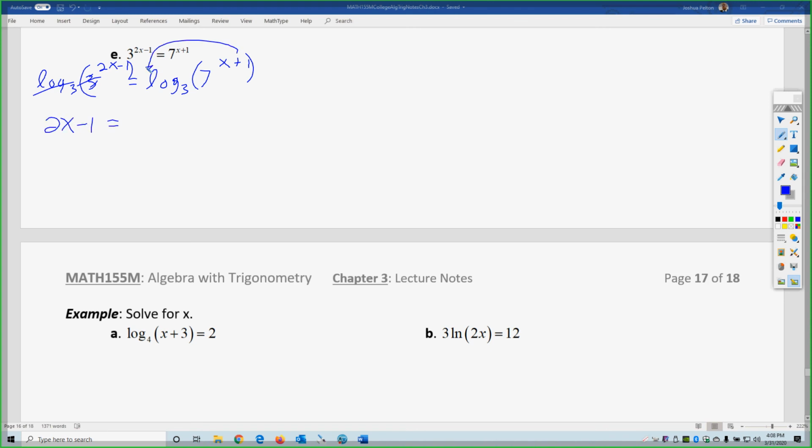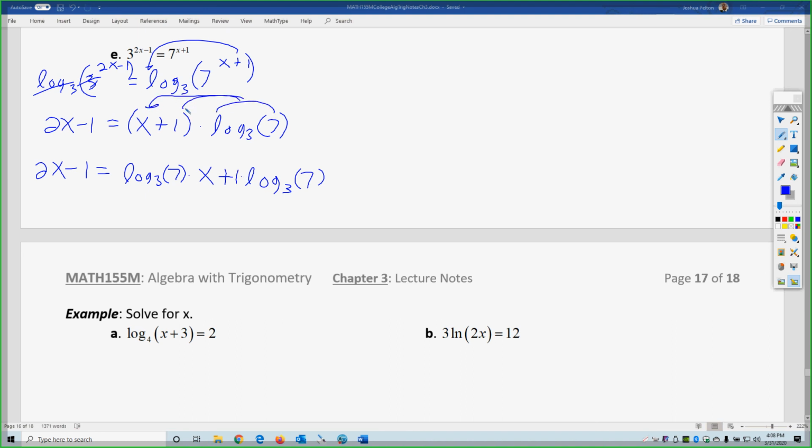I'm going to bring the power down using the power rule. So x plus 1 times log base 3 of 7. The parentheses are very important because the x and the 1 are being multiplied by that log. So I'll distribute now. I'll get 2x minus 1 equals log base 3 of 7 times x plus log base 3 of 7. You can put the 1 in front if you want, because this log essentially went to both of these, although you don't really need it because it's 1 times the log. I'm just going to get rid of it for simplicity's sake.